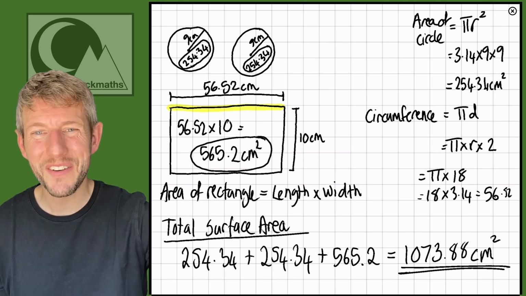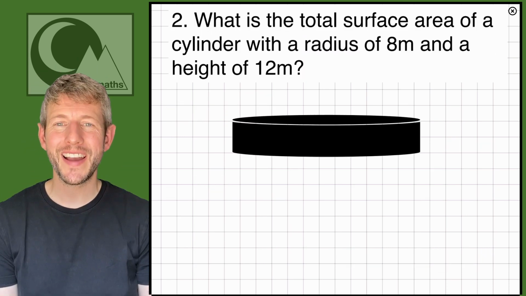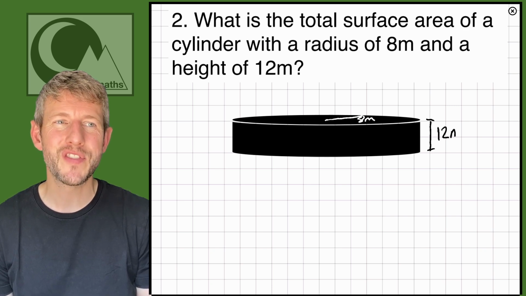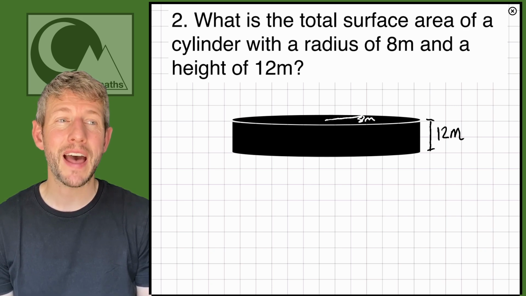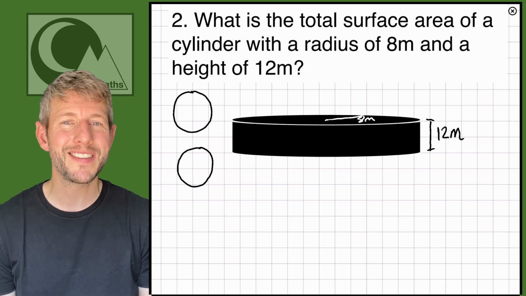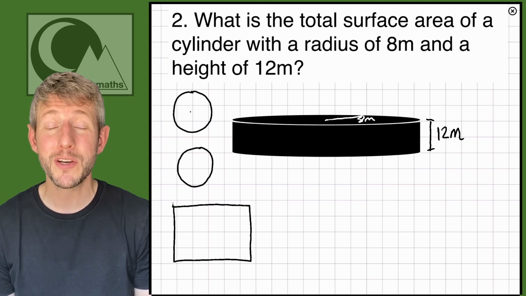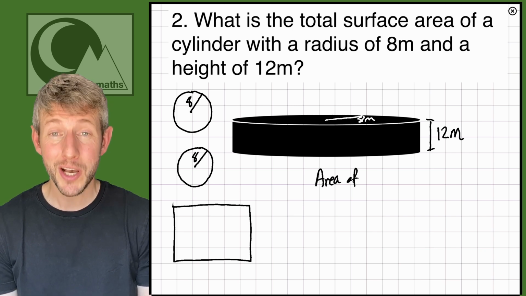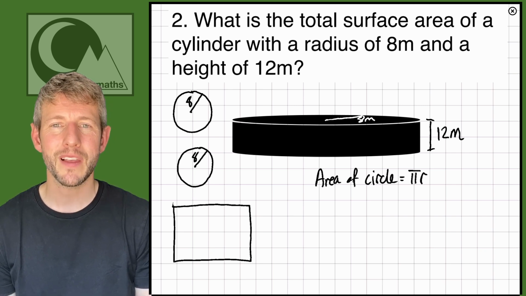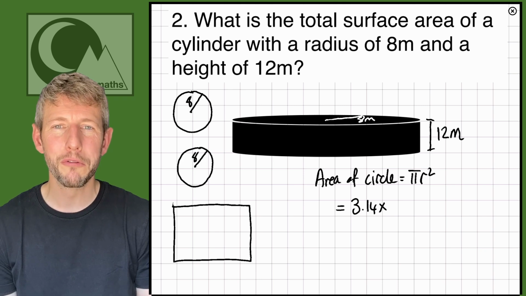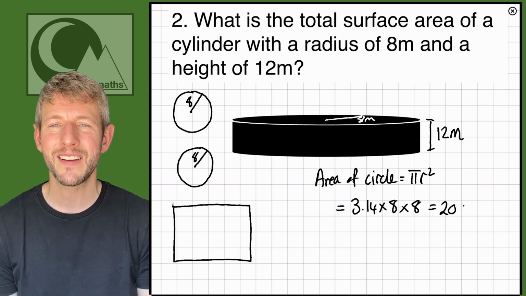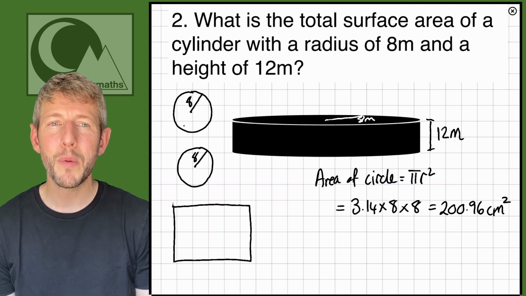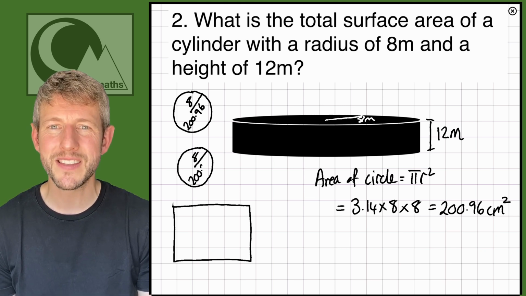Okay, right. Let's have a go at another one. Okay, so for question 2, we've got another cylinder, and this time it's in meters. So it says here, what is the total surface area of a cylinder with a radius of 8 meters and a height of 12 meters? Okay, so I'm going to draw my two circles and my rectangle again, just to help myself remember. Now, remember, the circles are pi r squared. So what we've got here is 3.14 times 8 times 8, and that equals 200.96. Remember, we've got two of those, so I'm going to write that number in both of these circles.